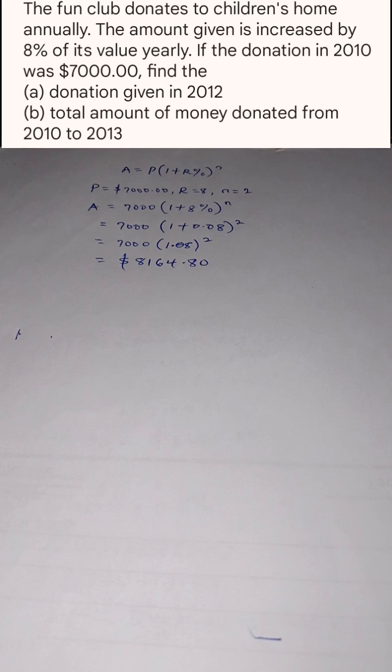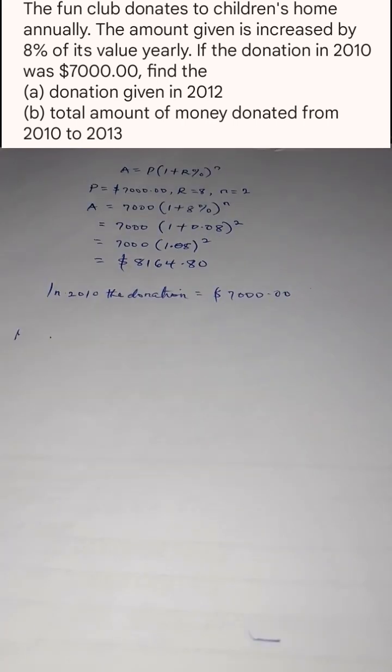This is the formula method, and this is what is donated in the year 2012. Now, let us see the breakdown method. The breakdown method starts from the year 2010 and continues to compute 8% of 7,000, and it grows like that until 2012. So in 2010, the donation is $7,000. Now let's see what it is in 2011, having been increased by 8%.